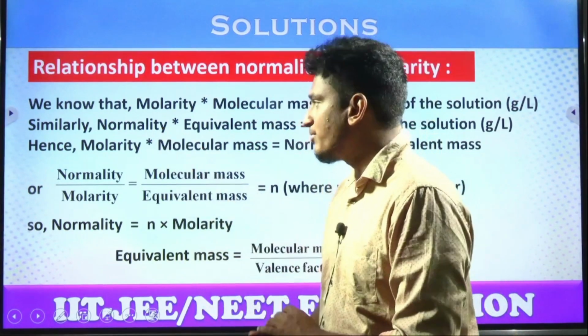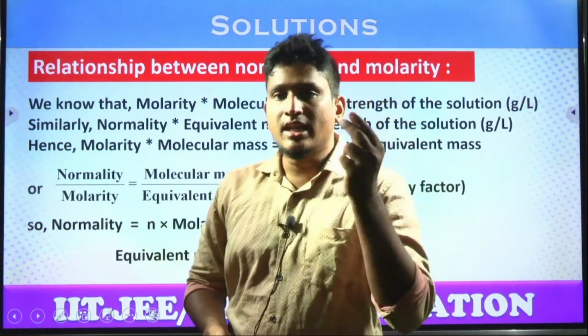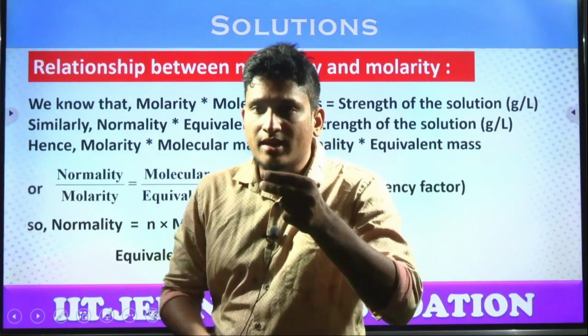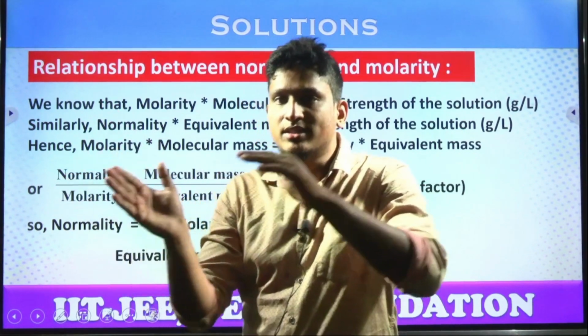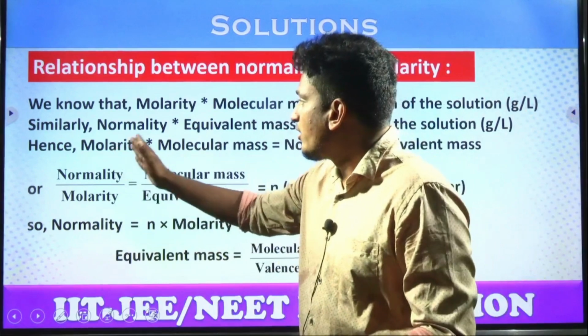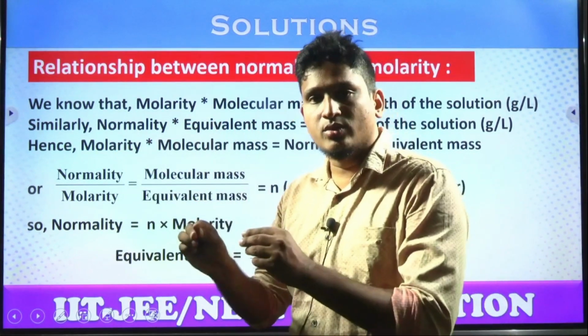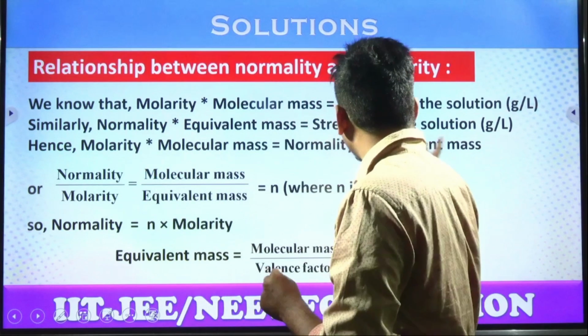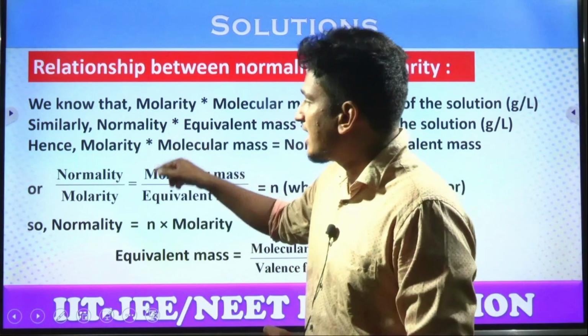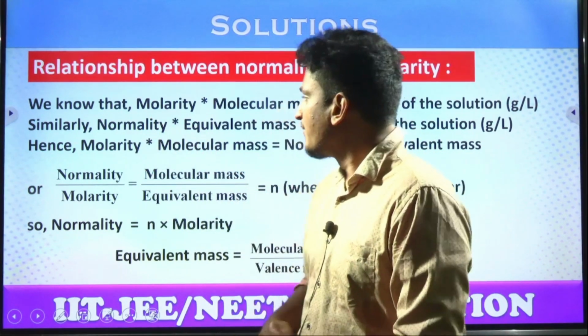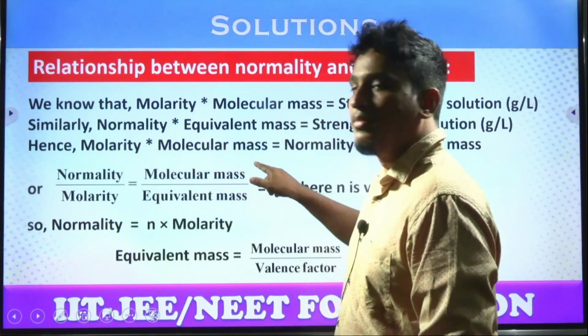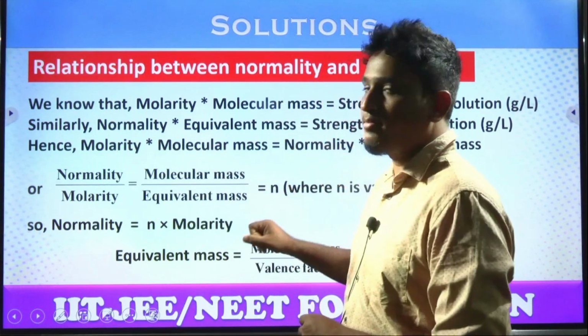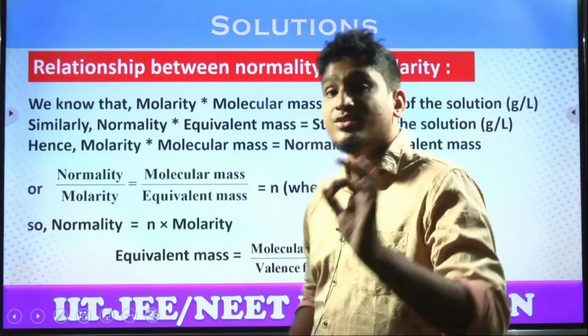The same holds for the normality expression. Normality equals weight by equivalent weight into 1 by volume. If you take the equivalent weight to the left-hand side, normality into equivalent mass equals weight by volume in liters. What is weight by volume? It is nothing but the strength of the solution. Now we can equate molarity and normality, or not? So molarity into molecular mass equals normality into equivalent mass. Why? Because both are equal to the strength of the solution.